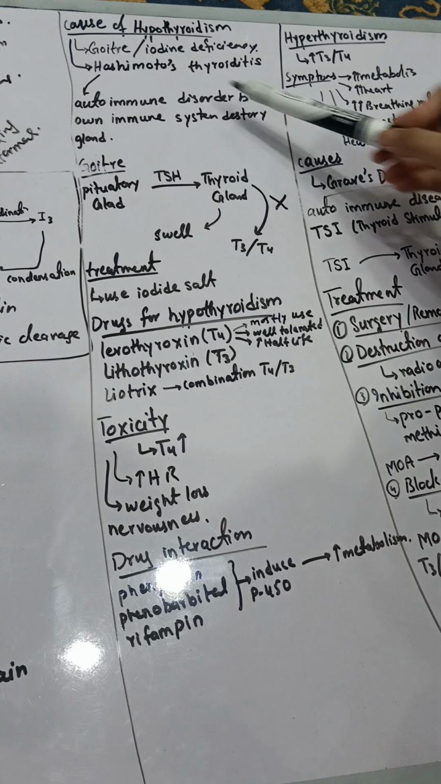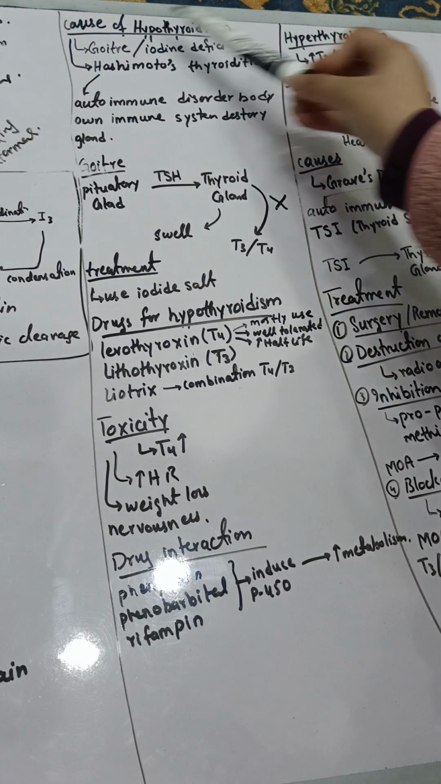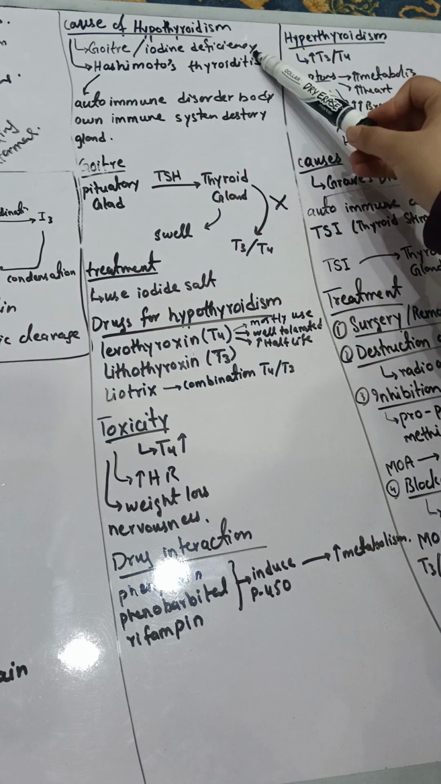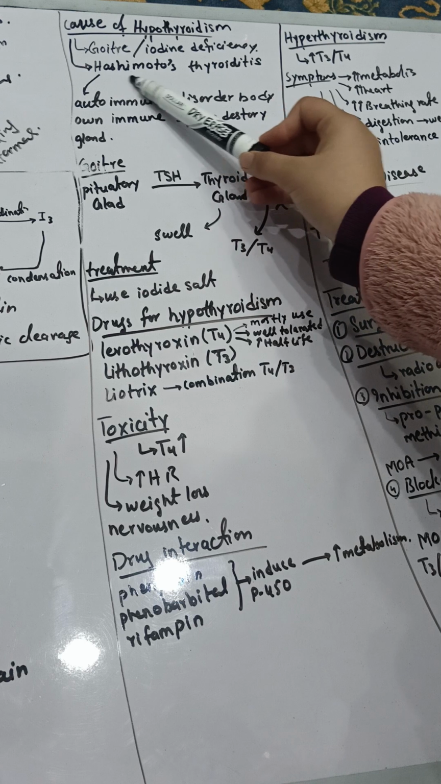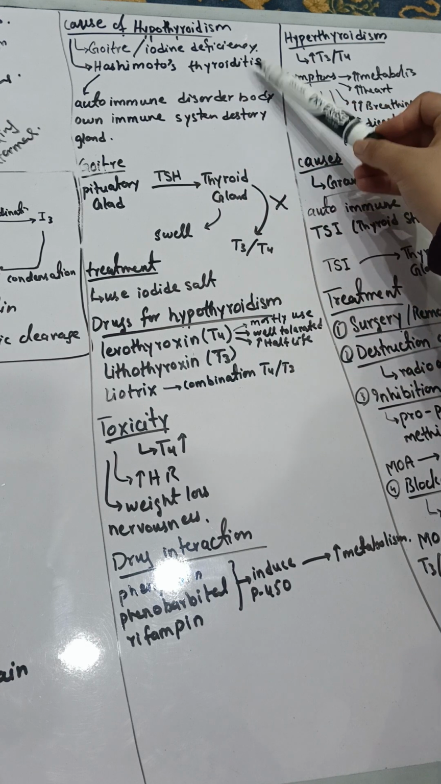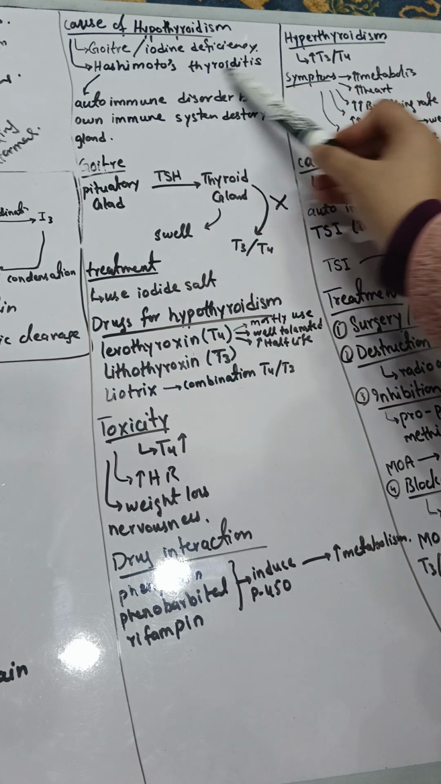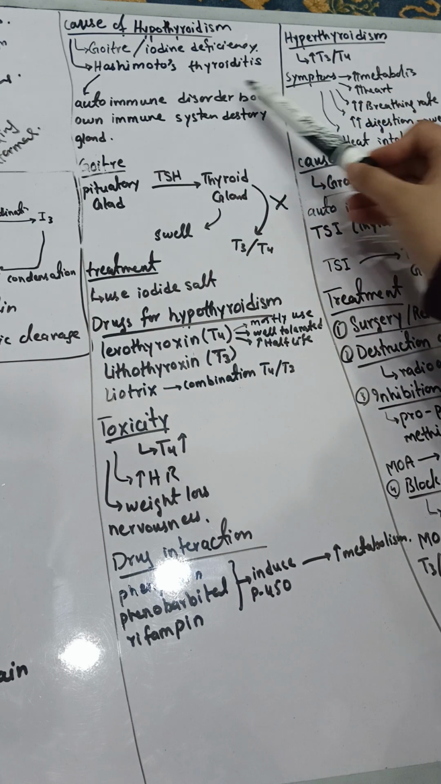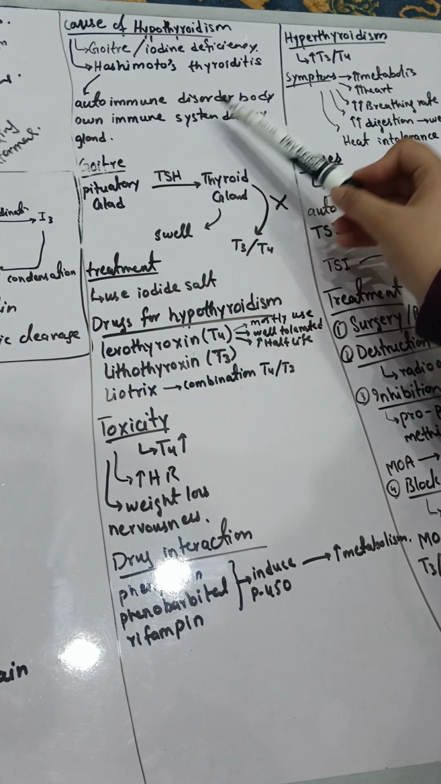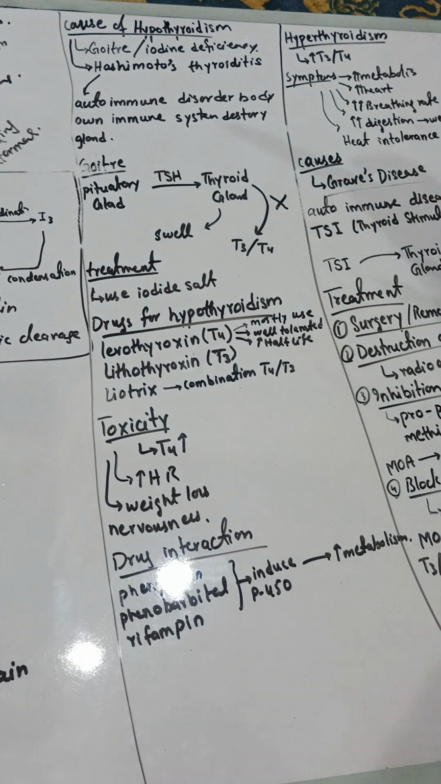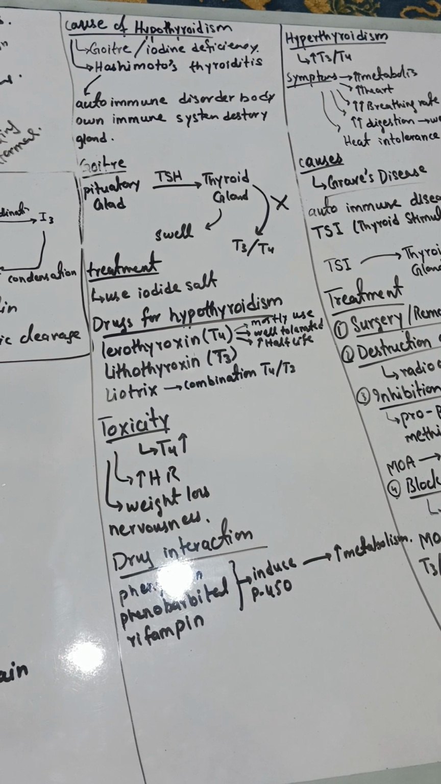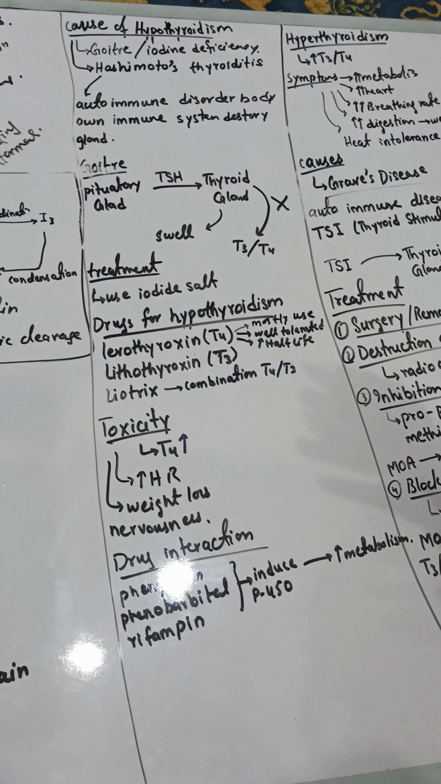Here I have written the causes of hypothyroidism. These are the two causes. First is goiter, which is also called iodine deficiency. And second is Hashimoto's thyroiditis. Let's first discuss Hashimoto's thyroiditis. It is an autoimmune disorder in which your body's own immune system destroys your thyroid gland. In this way you are destroying your own self. This is how this disease happens to you.